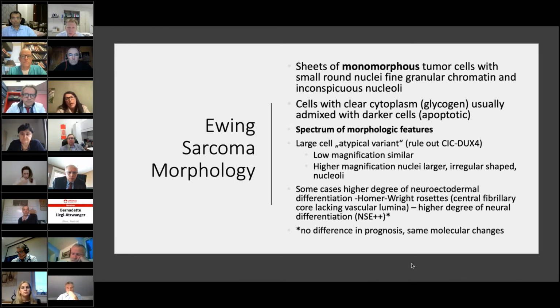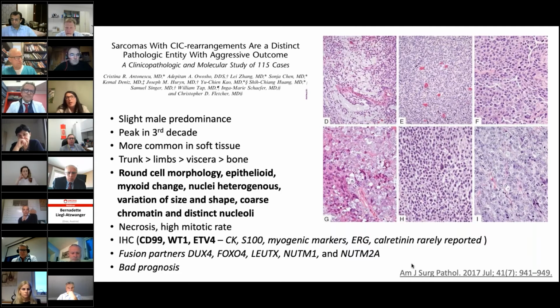Then we also know that within the Ewing family there are tumors which have been called in the past atypical variant of Ewing. And we know now that if we are talking about atypical variants of Ewing, we should think of another clearly molecularly defined entity called the CIC-rearranged sarcomas. And when we look at these pictures Christina Antonescu presented in her paper, then for us as pathologists, it's quite clear that this is not really the classic small round cell tumor, but this tumor entity has a morphologic variability.